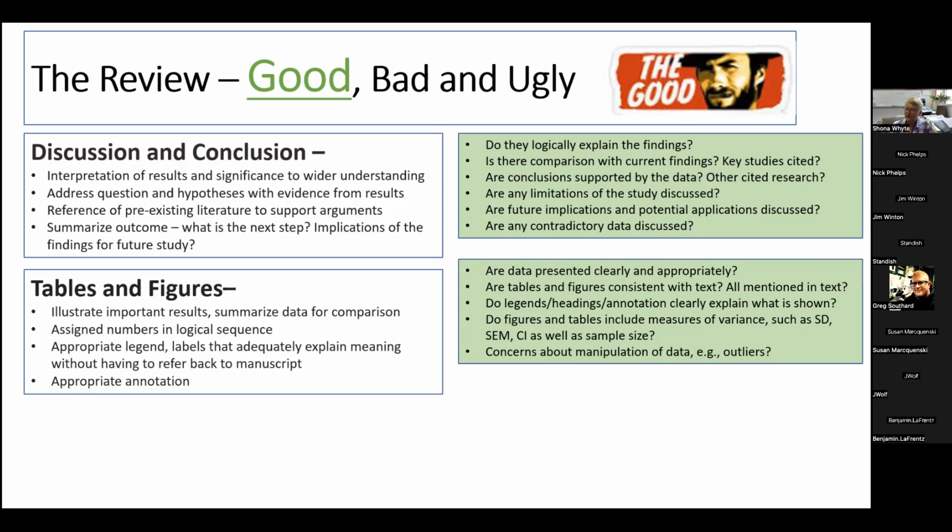Do they include measures of variance? Is the legend well represented of what is being presented? Is it one line? This graph shows X versus Y. Does it tell you how many numbers there are, an N value? Does it indicate what the abbreviations are? Does it tell you what the groups are? So things that can make the figures stand alone and help the reader to understand what is being presented.